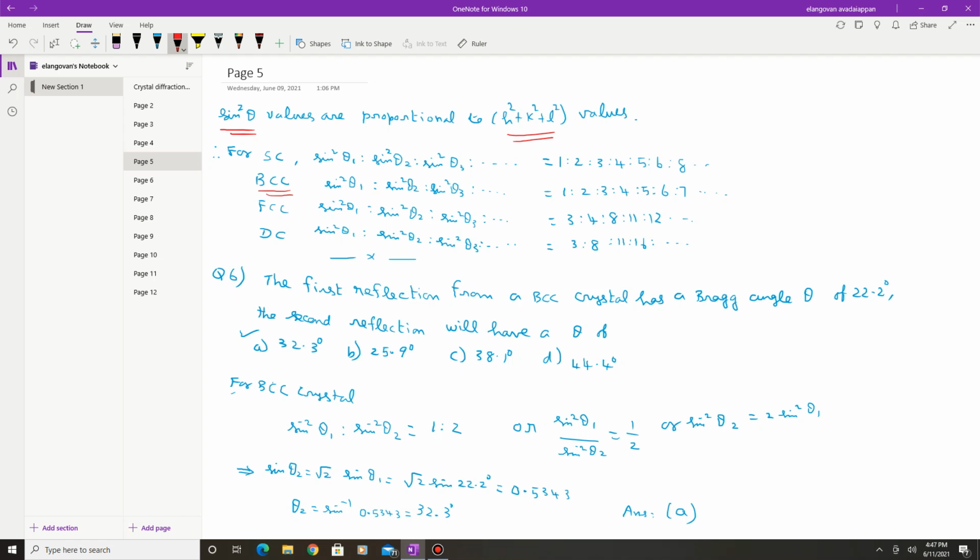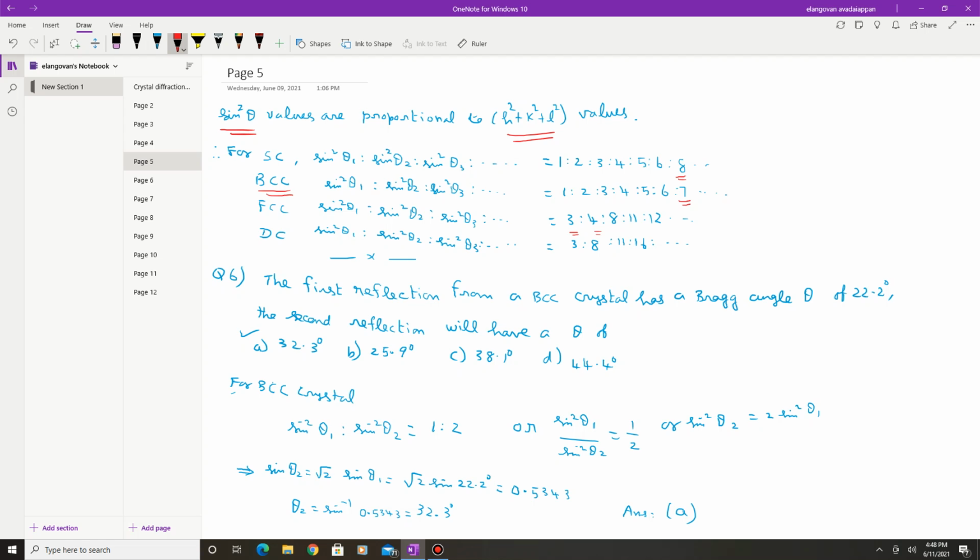And for FCC, the first number begins from 3: 3:4:8:11 and 12. And for diamond cubic, the ratios of the sin square theta values are 3:8:11:16. So you remember these ratios, and you can do the calculation very correctly as well as quicker. You can do it very easily. Now let us take this problem using the above rule.